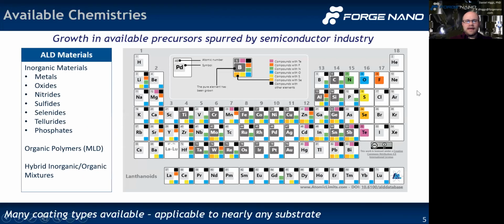In terms of the chemistries that can be deposited with ALD, there are a bunch of different ones. Feel free to go to atomiclimits.com and check out their ALD tool to see if the chemistry you're interested in is listed there. We do a lot of these. We do a lot of metal oxides, metals, nitrides, and we also do some phosphates and some organic materials as well.